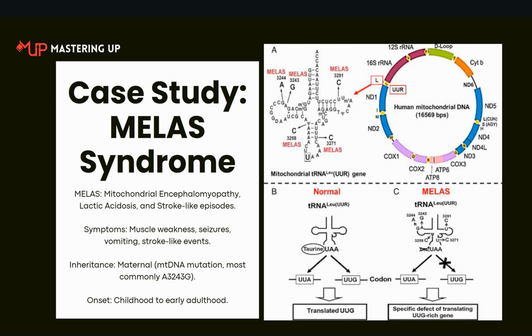Here is an illustration showing the normal and MELAS conditions. Here you can see in the normal condition, the translation includes the codon UUG, while the MELAS condition showed a specific defect in translating UUG-rich gene.